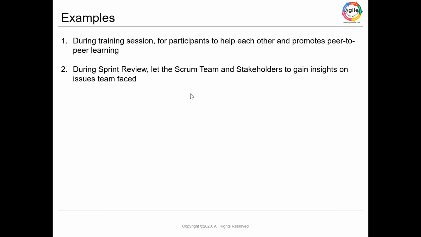Some examples: as a trainer, you can use it during your training session where participants can help each other with their problem statements, and that helps promote peer-to-peer learning. During the sprint review, you can have your Scrum team and stakeholders get into this Troika Consulting setup to gain insight into the issues faced by the team, and how the stakeholders or the management team can help them. These are some of the examples, and you may like to share your experience of how you have used Troika Consulting in your environment.